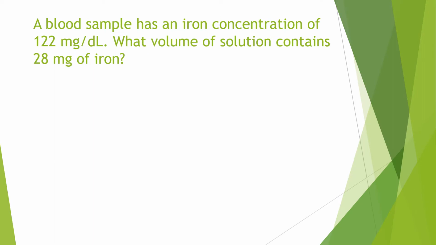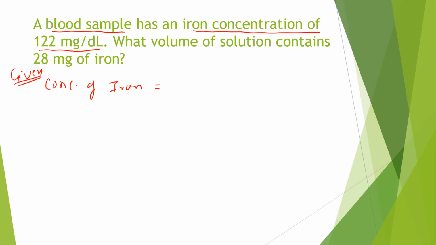In mathematical problems, the concentration value can be used as a conversion factor which relates the quantity or amount of solute to the volume of solution. For example, in this problem, we have a blood sample which has an iron concentration of 122 milligram per deciliter. So the concentration of iron is given to us, and the concentration of iron is 122 milligram per deciliter. What it means is that for every 1 deciliter it contains 122 milligrams.